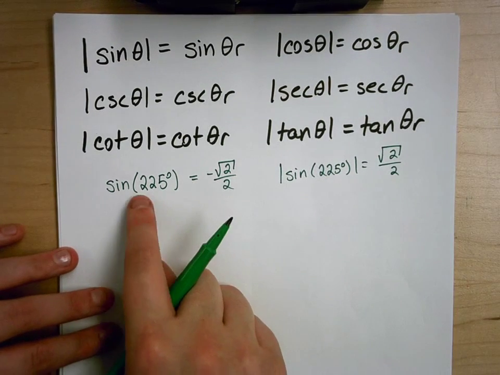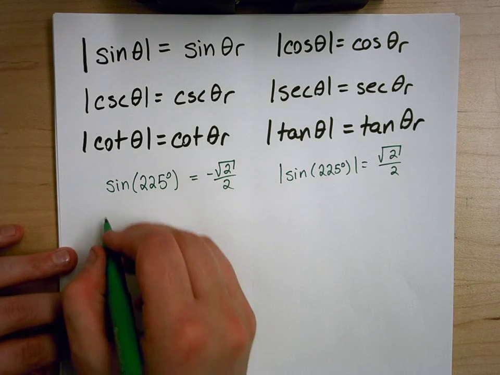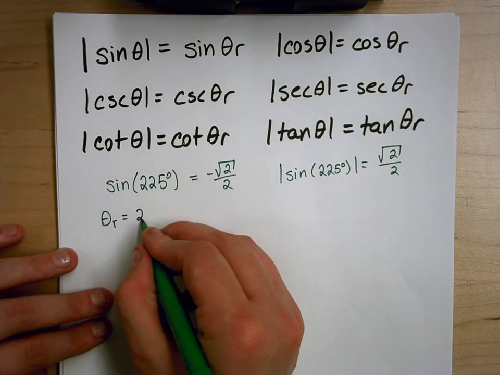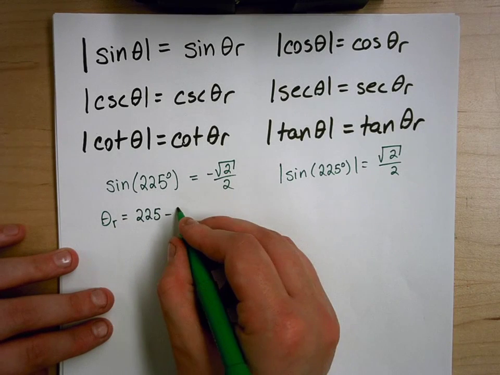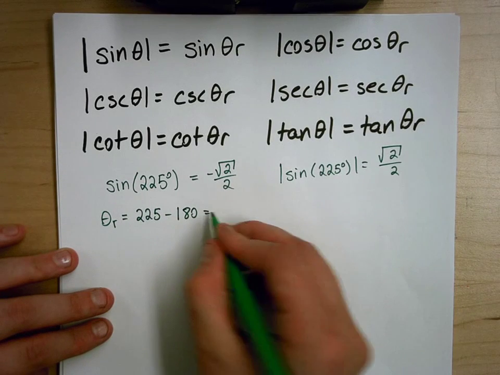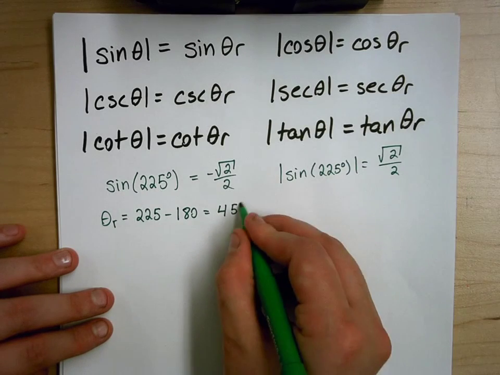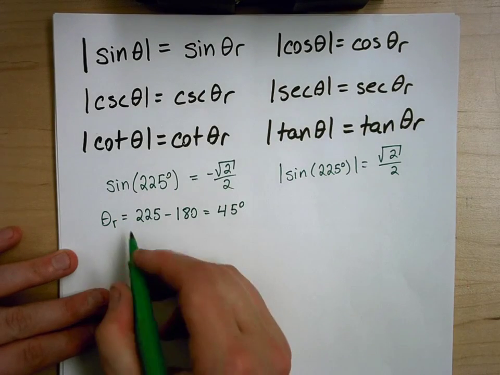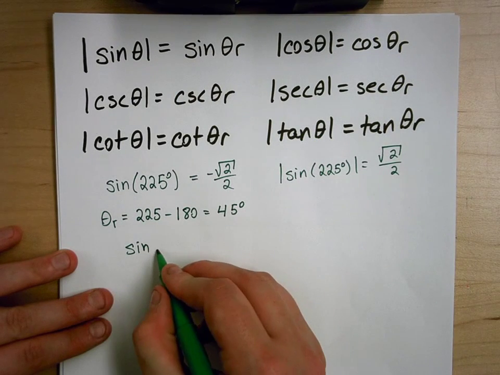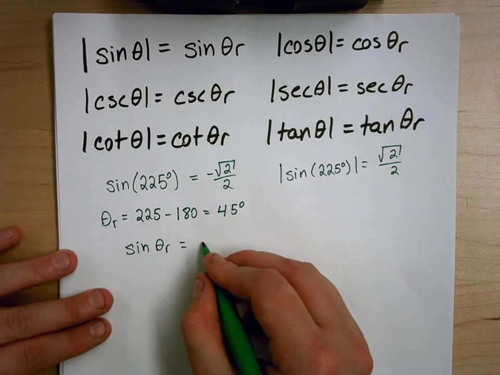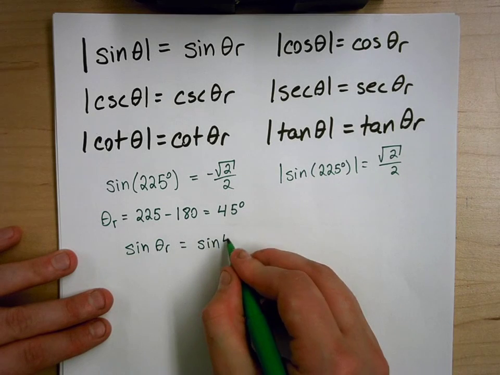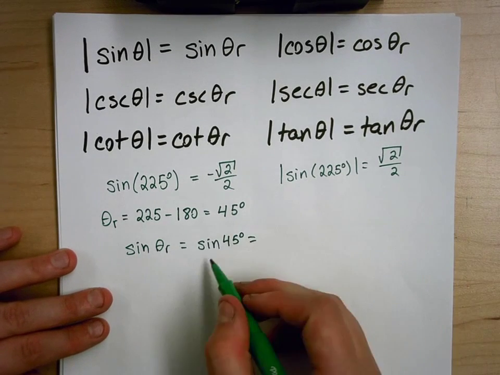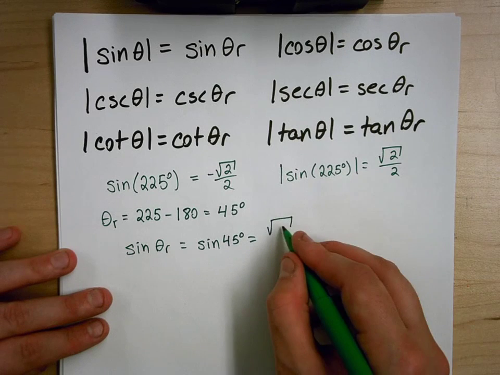Alright, now because 225 degrees is in the third quadrant, I know that theta r is going to be 225 minus 180. That's going to give me 45 degrees. Then, by what this says up here, if I take sine of theta r, which is sine of 45 degrees, I should get back root 2 over 2, and if we plug this in, indeed we do.